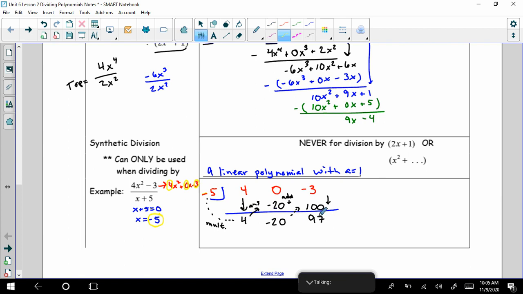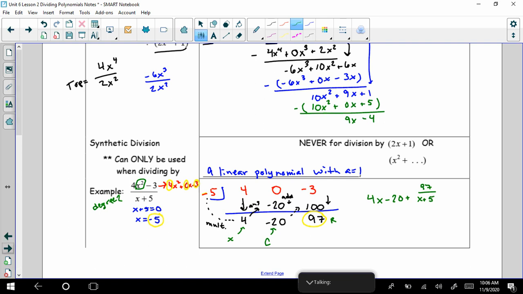This last number represents your remainder. This first number is 1 less degree than where you started. So this was a degree of 2. This is just your x term, or a degree of 1. This would then be your constant, and then that is your remainder, because it's going to count down. All right, so my answer to this division problem is 4x minus 20 plus 97 over x plus 5.